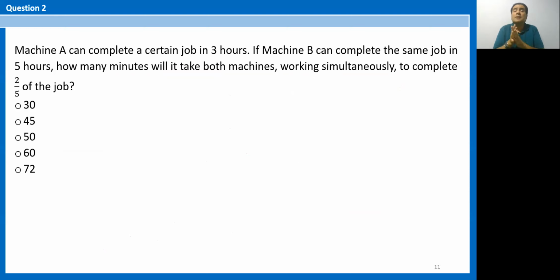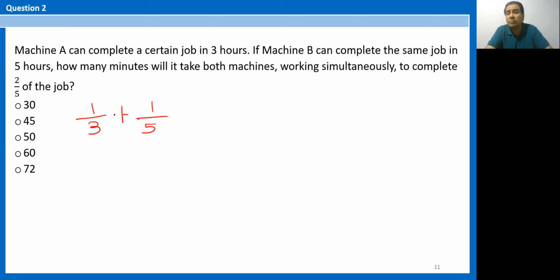If machine B can complete the same job in 5 hours, how many minutes will it take both machines working simultaneously to complete 2/5 of the job? All right, so what's the rate of machine A? Machine A works 1 job in 3 hours. Machine B does the same job in 5 hours.